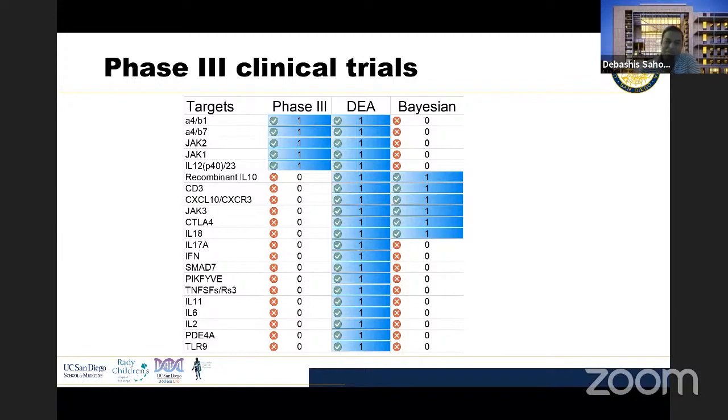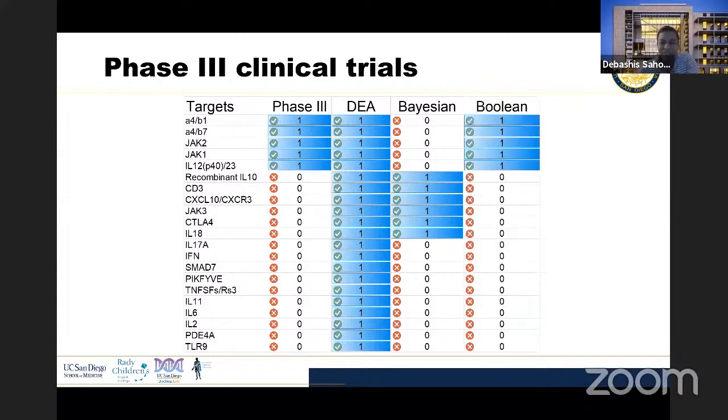So what happens when you apply Boolean analysis on this setting? It's really amazing. It can classify the targets perfectly. So whatever we think is a better target using Boolean analysis, it actually passes.